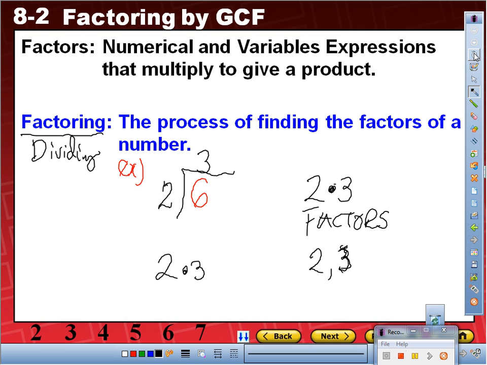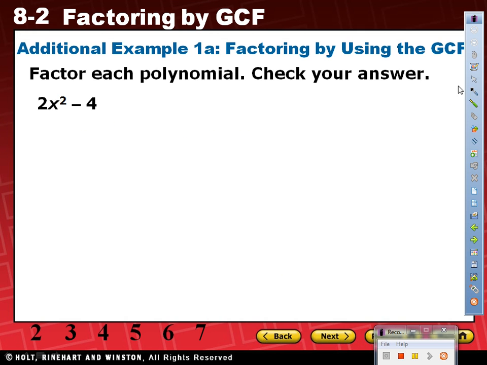All right, with that said, copy example number 1, please. Copy the black text. It says, factor each polynomial and check your answer. Write down 2x squared minus 4.